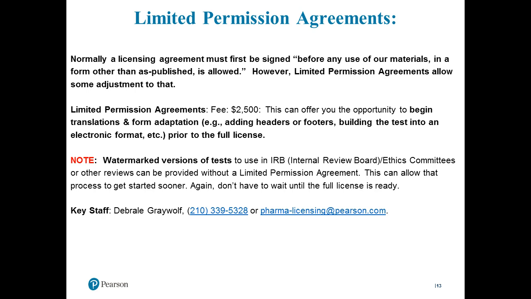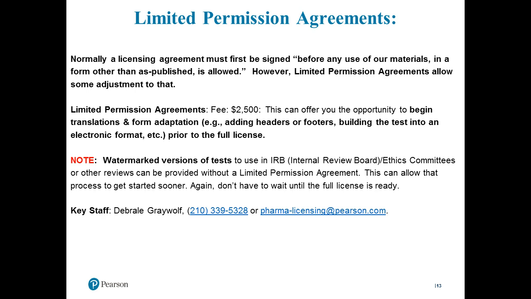what you do is you have a fee of $2,500. And what that allows you to do is to kind of begin to work on your trial without actually administering any tests yet. So you can't administer tests yet, but what you can work on is you can start to work on the translations, you can start to work on the form adaptation prior to the full license. You won't be able to actually administer any tests until the execution of the full license, but oftentimes what holds up the beginning of a trial are these other issues, the preparation for the trial, that is the translations, the headers, the footers, putting things into electronic format, etc.